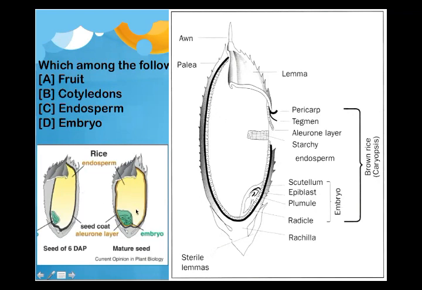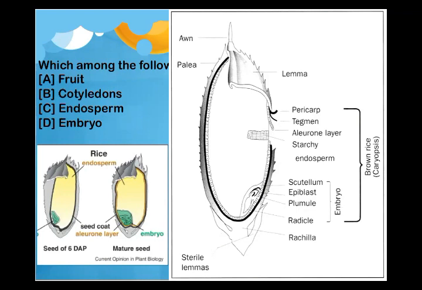In this particular picture, you will see exactly the embryo is very small, but the rest of the region is covered by the endosperm. Endosperm acts as a storage part in rice seeds, and it will give more energy.